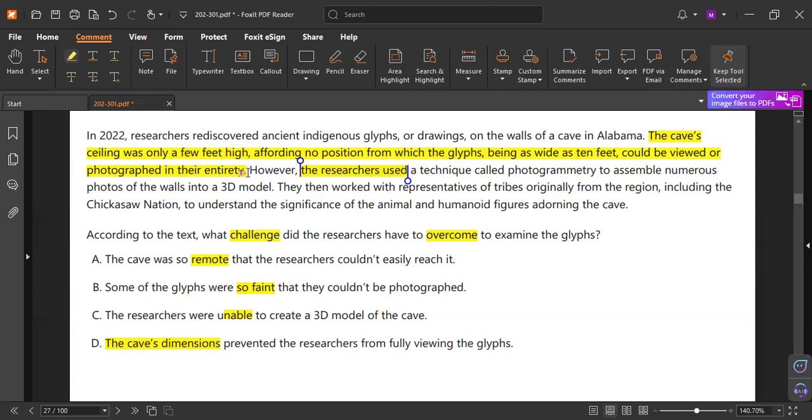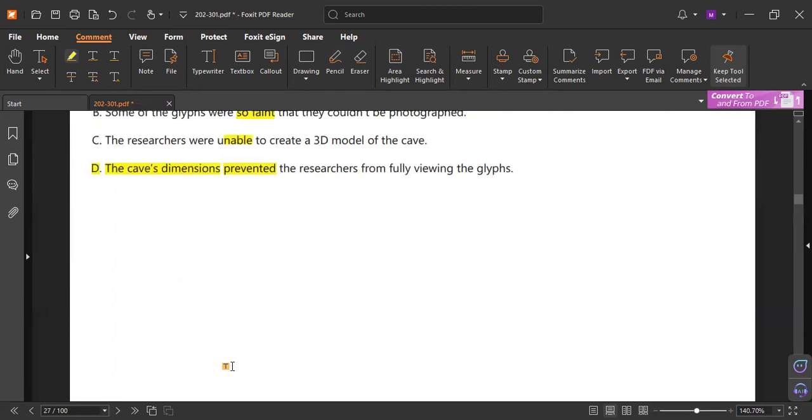So delete them. So the paraphrasing of the cave's ceiling dimensions, it's already here. And that prevented them, yes, as I said here, affording no position. If it prevented them, because it is a challenge, this is a problem. That's why. If we say challenge means a problem, trouble, obstructions, hindrance, anything to stop you from progressing or doing your action. That's why. So later these are the stats. Now let's jump.